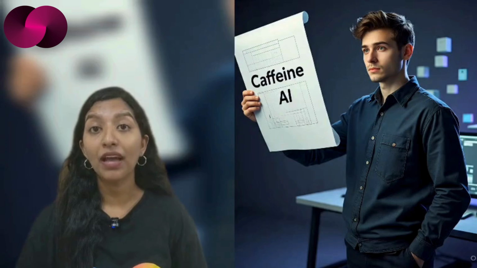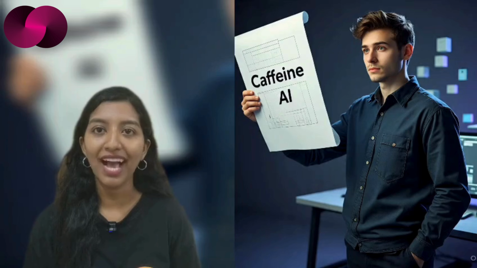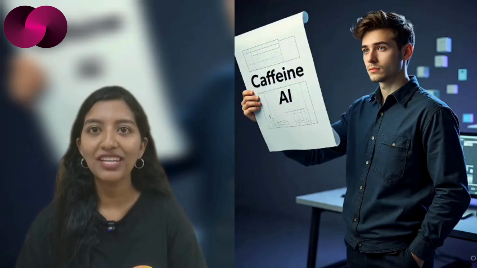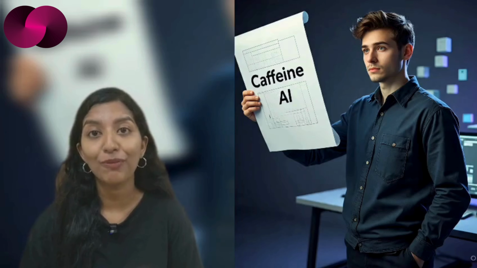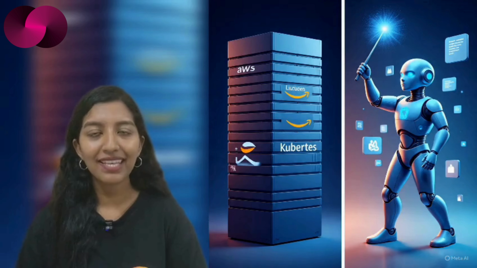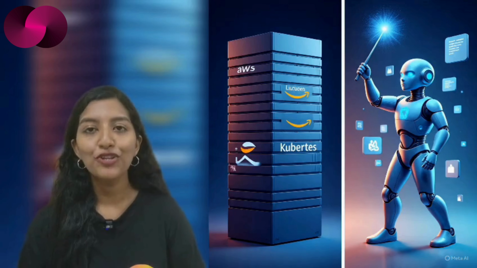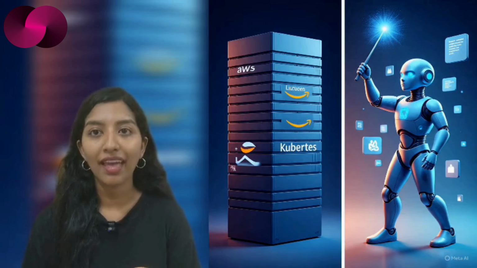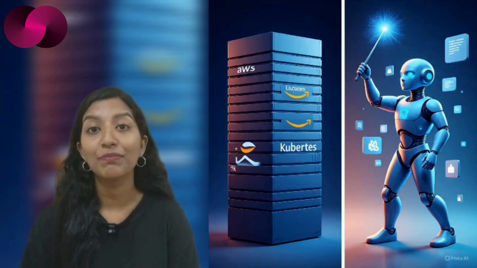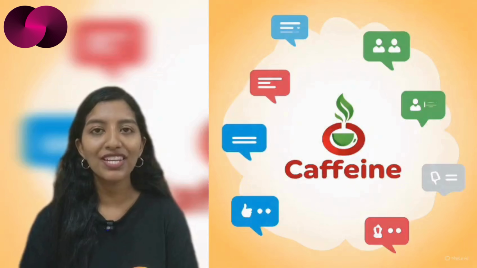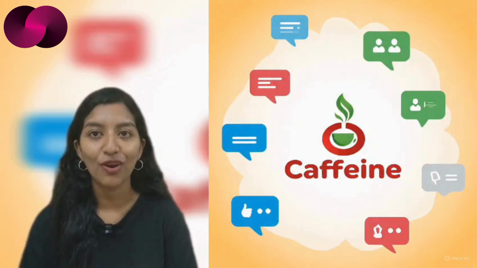Dom has been mapping out the next phase for Caffeine, ICP's AI initiative, which he describes as a rethinking of developer stacks. Today's stacks, AWS, Linux, Kubernetes, are about building apps. Tomorrow's, he argues, will be AI driven, creating apps on demand for anyone. The conversation sparked plenty of reactions on X.